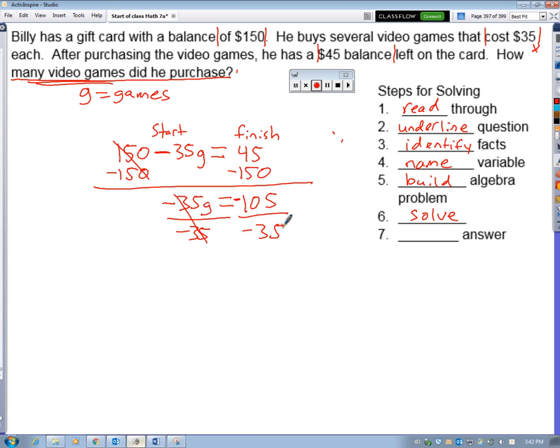Alright, let me back up for just a second. I said this is minus 35G, and it's the same as negative 35G, okay? The reason why it's the same is this 150 no longer exists over here, so we have nothing to subtract it from. So now it becomes a negative since there's nothing over here to subtract. Okay, our minus switched over to a negative since we have nothing over here.